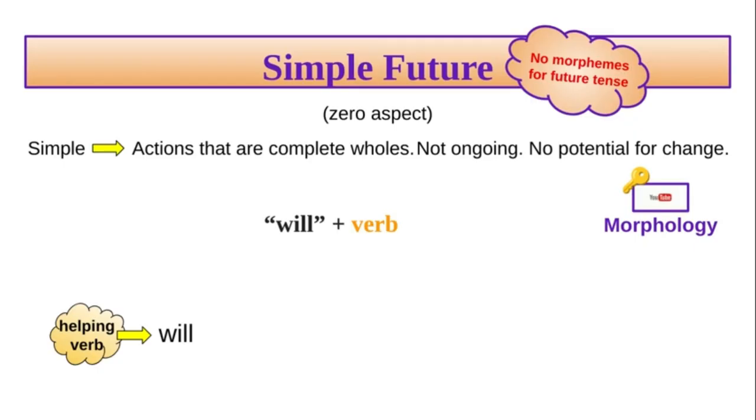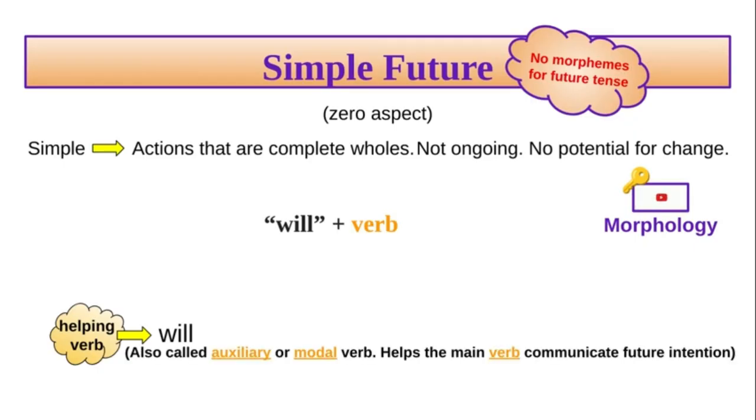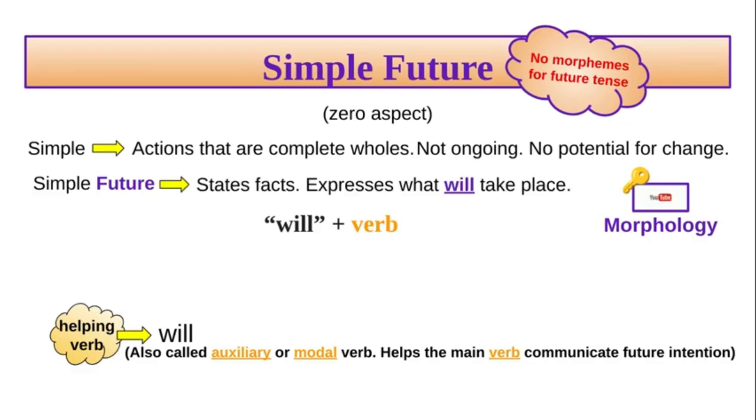Okay, the word will is a helping verb, and it's also called an auxiliary verb or a modal verb. It's a verb that helps communicate future tense intention. The simple future still expresses factual events. It still expresses factual information as much as we are able to.